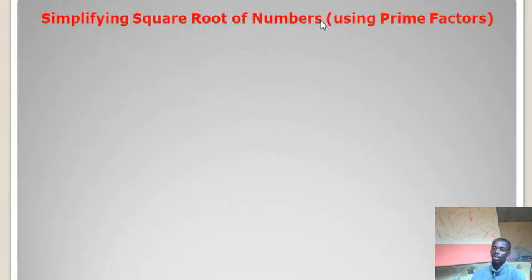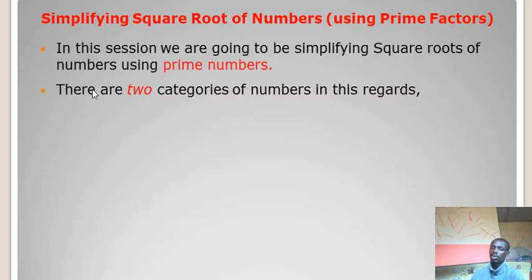Simplifying square root of numbers, we are going to dwell much on this side. So we're going to be using prime factors to find the square root of numbers. Okay, so there are two categories of numbers in this regard. The first one is perfect roots, and the second one is surds. So what are perfect roots? Perfect roots are roots of numbers that will give a whole number, unlike surds. Surds is the otherwise. So when you look for surds, it is just the square root of numbers that are not perfect roots or perfect squares.